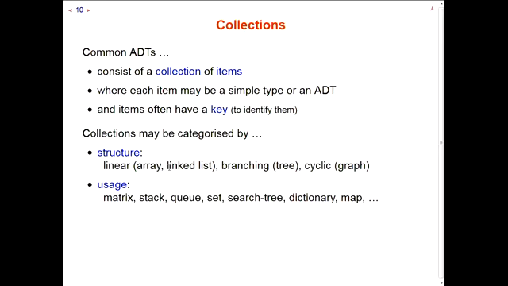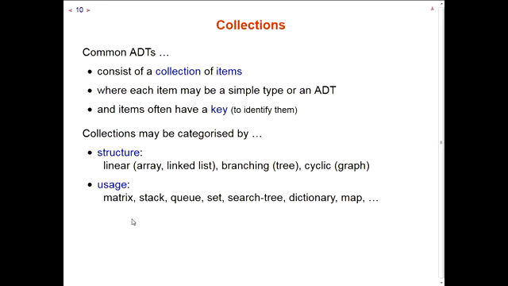Collections may be categorized by their structure. For instance, you might have a linear structure. An array is a very typical example of a linear structure. A linked list, which I hope you remember from Comp 9021 as well, is a linear structure. We will be looking at linked lists again next week. Branching structures: you can have trees, or you can have graphs, which then have a cyclic structure. And we will see examples of those later in this course.